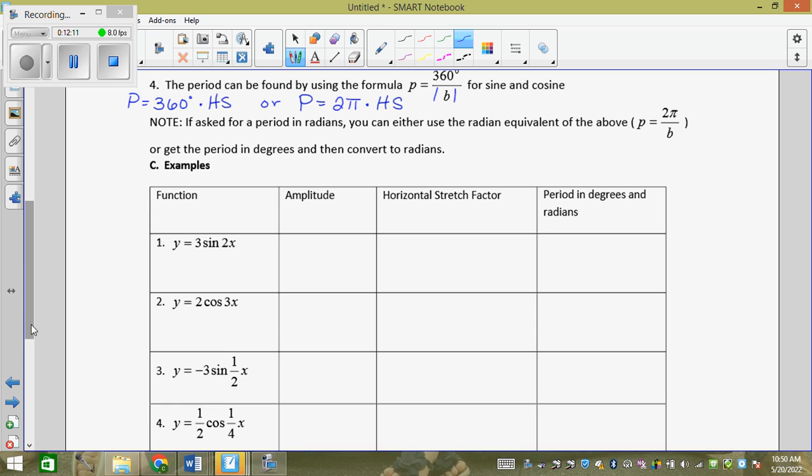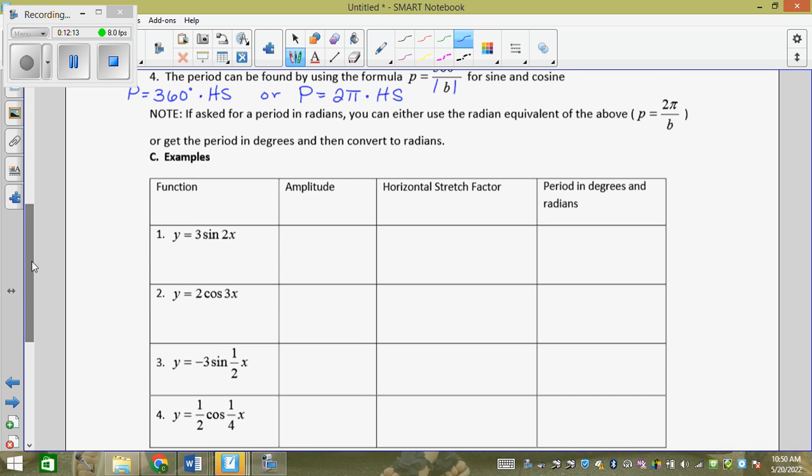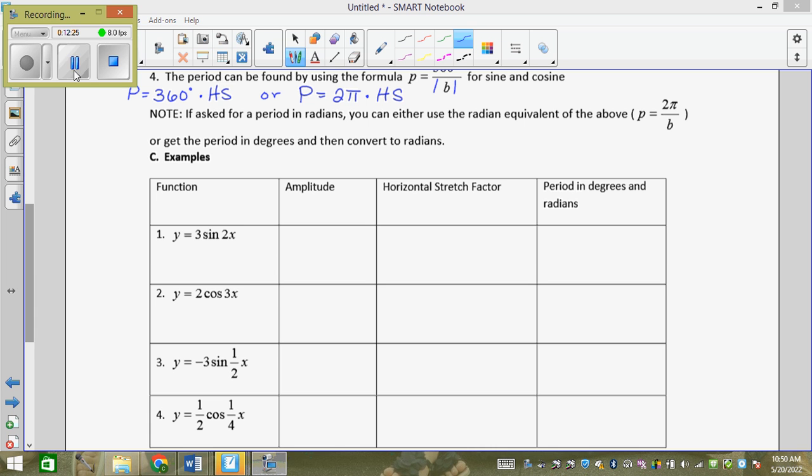So try these ones out. These 4. Go. Amplitude, horizontal stretch factor. You don't have to write out the horizontal stretch, just the factor. So like a factor of 2, 7, 1, whatever it may be. And then the period in degrees or radians. So it should be quick because there's not a lot of words.